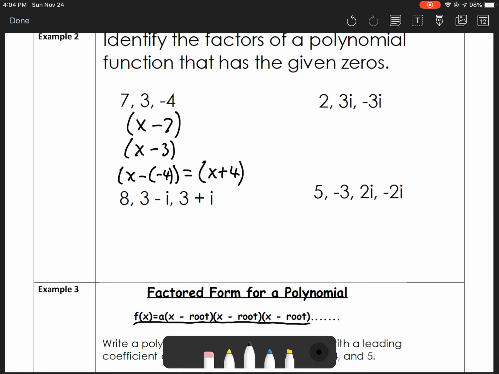Now we go over here to the second set. The first one is going to be x minus 2. Then it's going to be x minus 3i. And then x plus 3i.